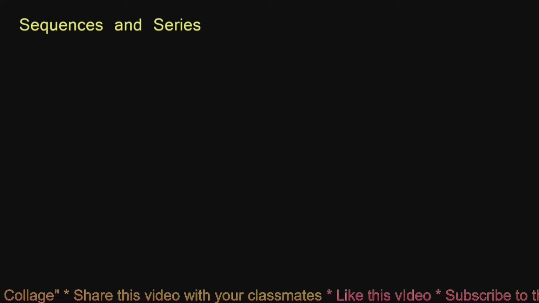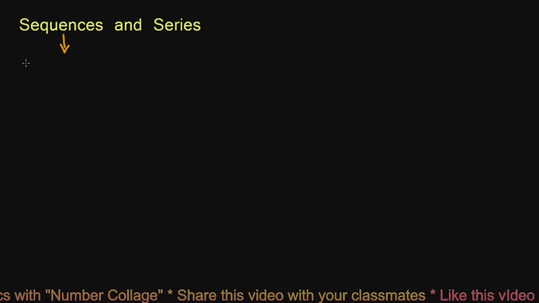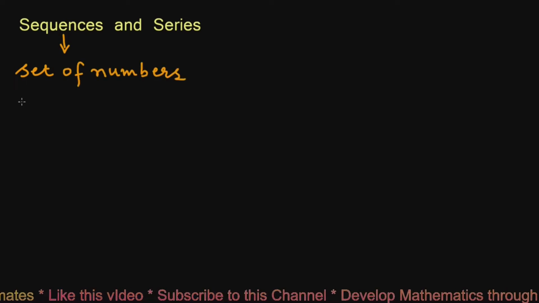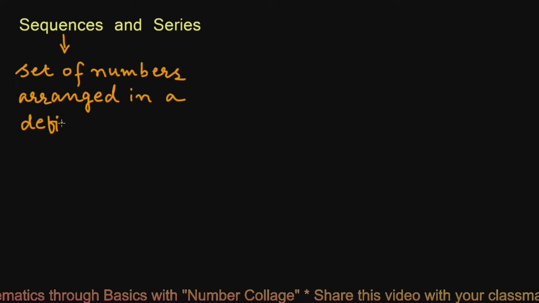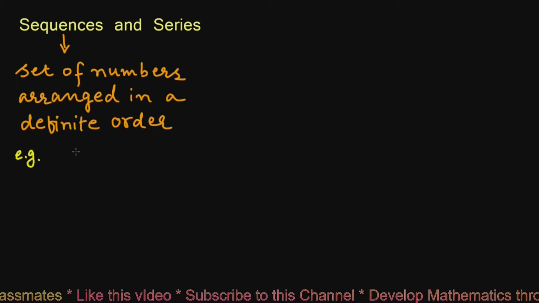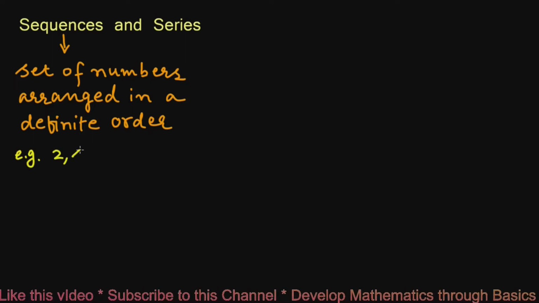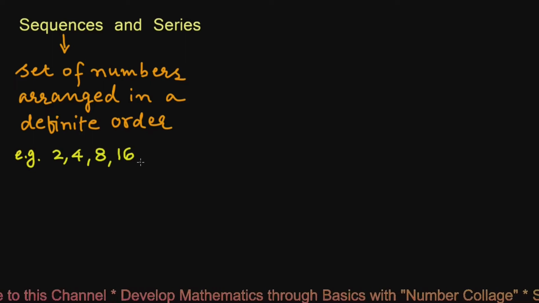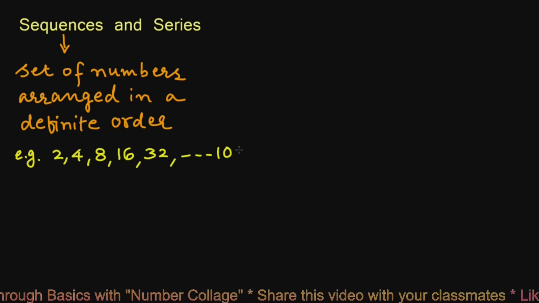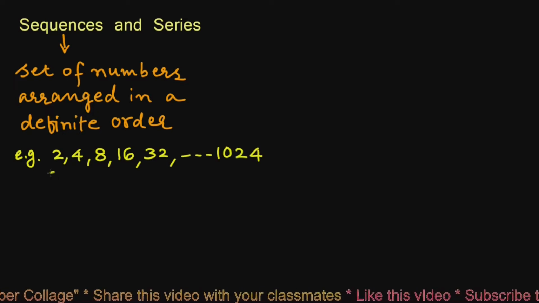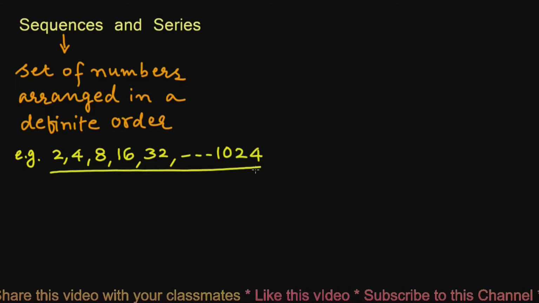In this video, we are going to discuss sequences and series. So first, let's see what is a sequence. A sequence is a set of numbers arranged in a definite order. For example, the set of numbers 2, 4, 8, 16, 32, and so on and so forth, up to 1024, is a set of numbers arranged in a definite order.